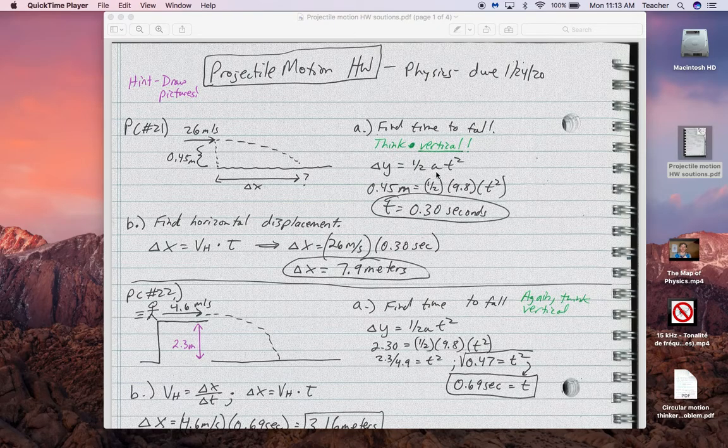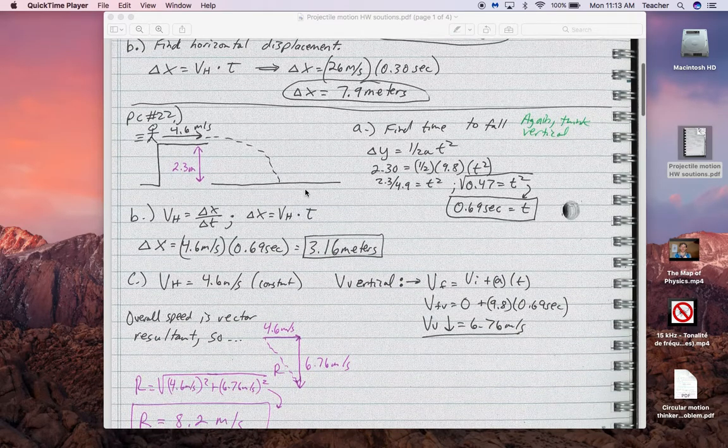This is an equation I can use when we start from rest, and vertical motion initially is at rest, or 0. So this is the height equals 1/2 gravity's acceleration times time squared. I rearrange that, take the square root, and I get a time of 0.3 seconds. Now I multiply that by the horizontal velocity, and it tells me this distance is 7.9 meters.